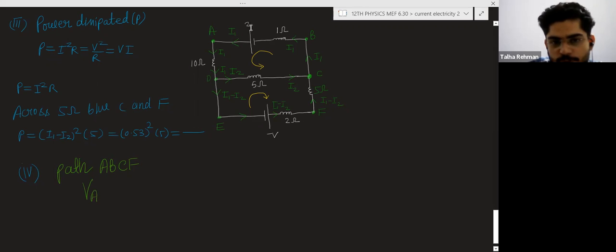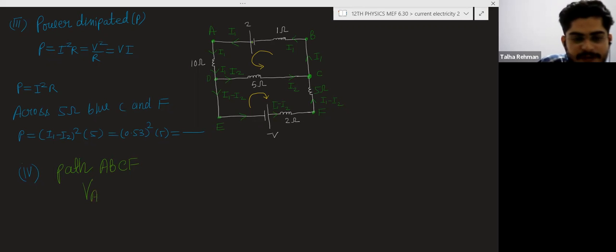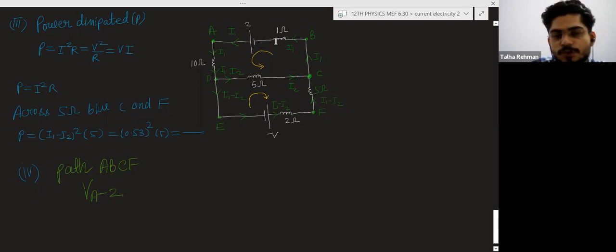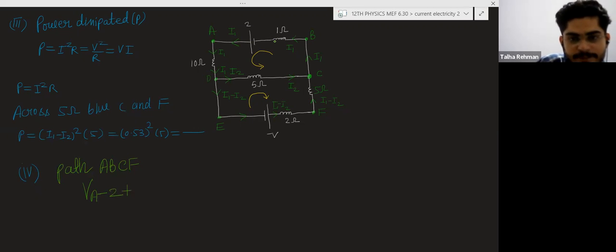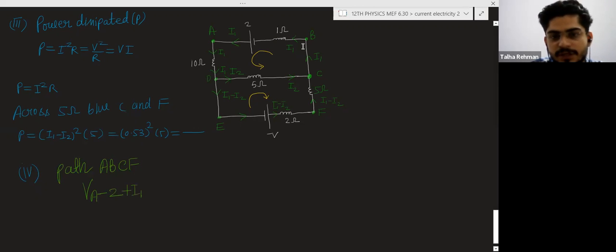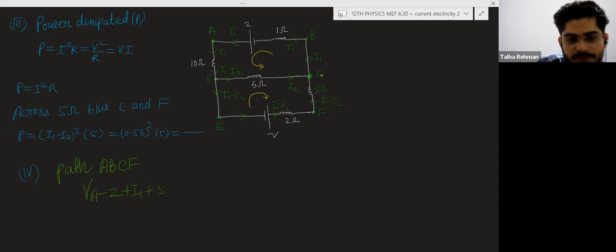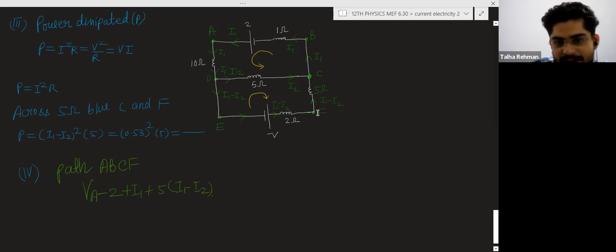Now you will move to this. Here you will write -2, and you are moving in the opposite direction of current. So here you will write +I1, because when you multiply it by 1, it will become I1 only. Now from here to here, you are moving in the opposite direction of current. So here you will write +5(I1 minus I2), and here at this point F, you will take minus VF equal to 0.